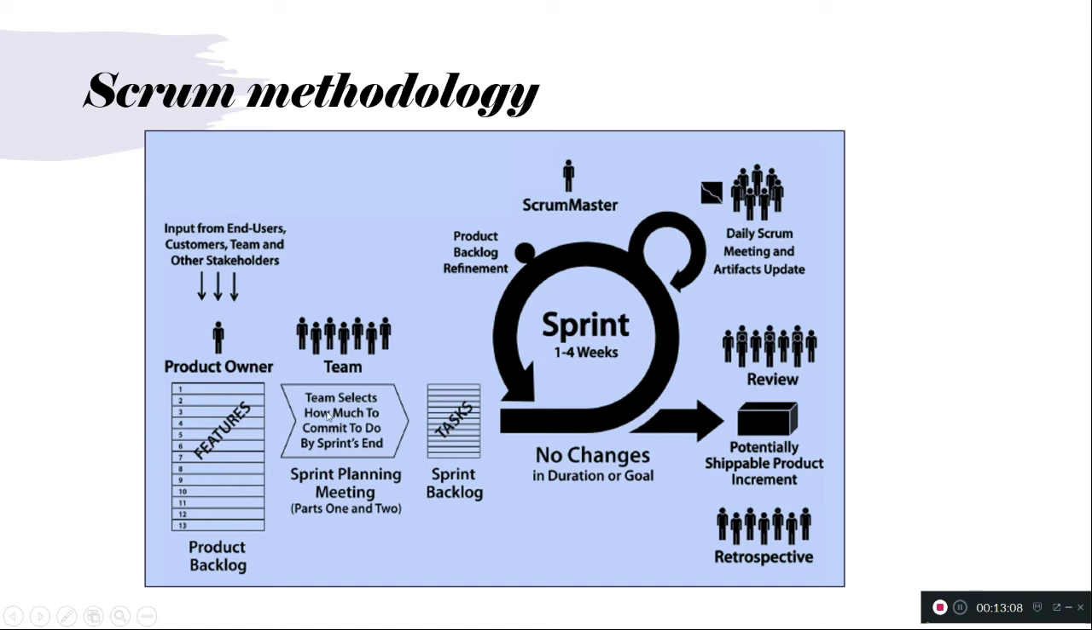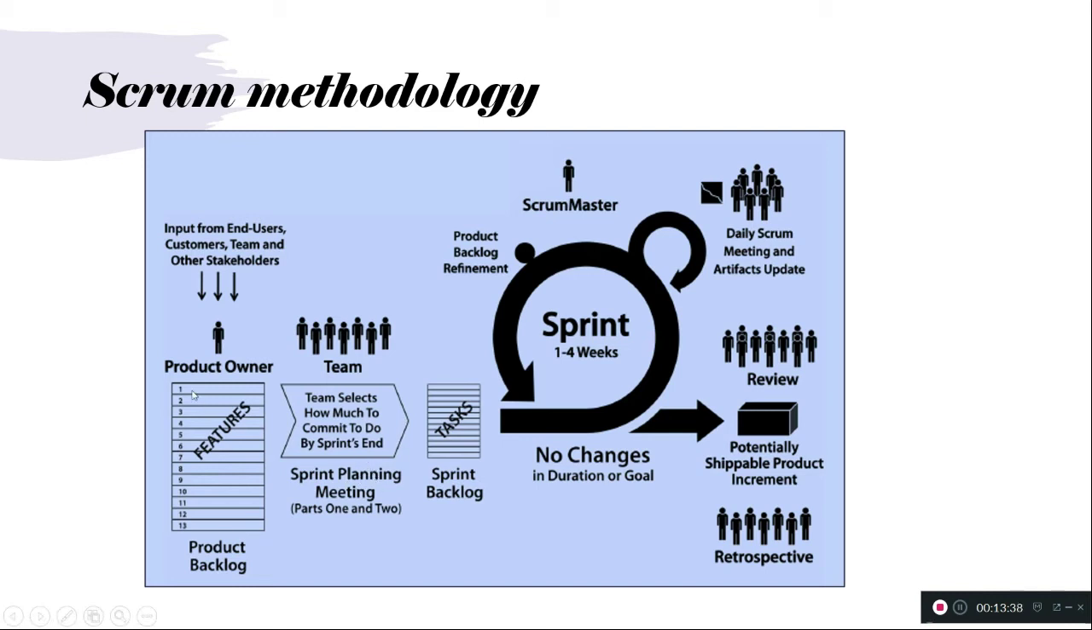They will select and commit the number of user stories that they can work on in a sprint. Here the sprint planning meeting is mentioned as parts 1 and 2, because the sprint comes under a release, actually. The release will have multiple sprints. The release can be a quarterly release also. This is the example of a sprint planning meeting.